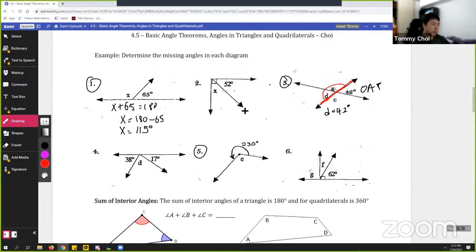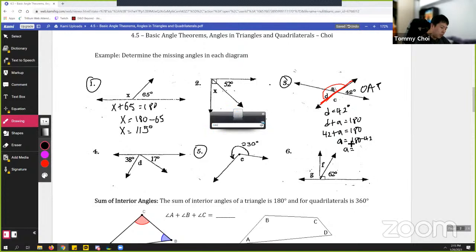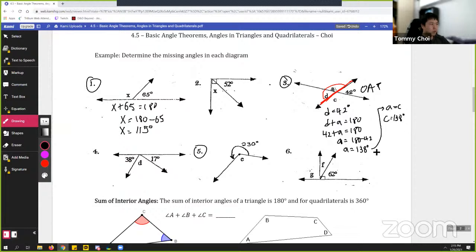So these two are going to be supplementary angles. So we can say, oh, D plus A is equal to 180. And we know what D is, which is 42. So we can move 42 to the other side and it subtracts because it's adding. And we're going to get 180 minus 42, which gives me 138. So 138 degrees is going to be A, which should immediately show you that A is equal to C because they're opposite angles. So C is also equal to 138 degrees.